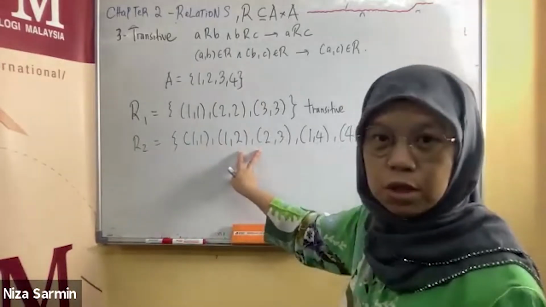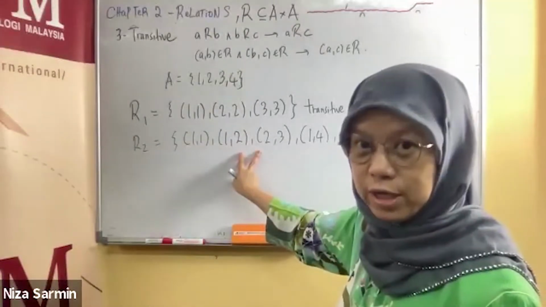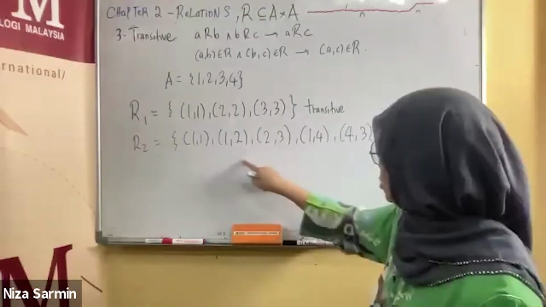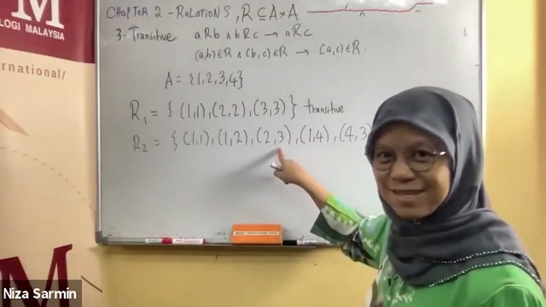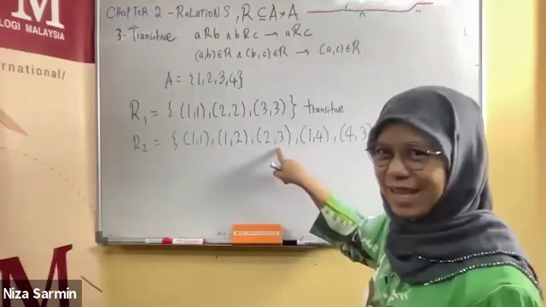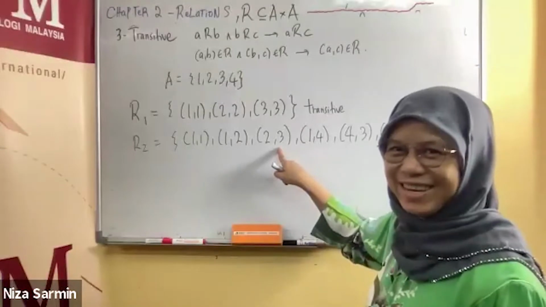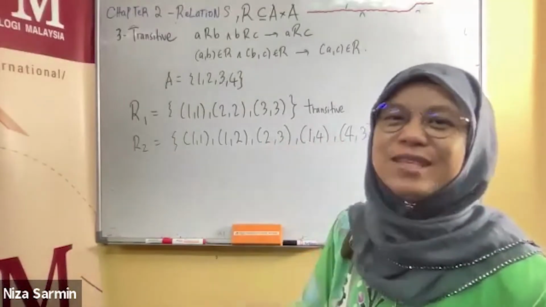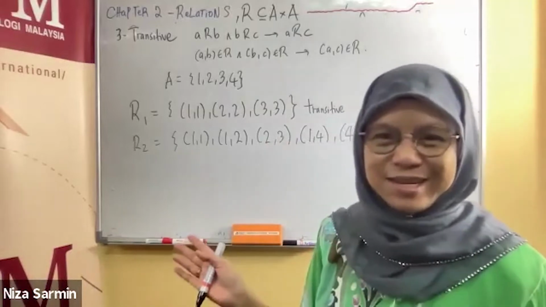So check these two. 1,2 and 2,3, right? 1,2 and 2,3. So is 1,3 in here? Do you see 1,3? Okay, so you don't see a 1,3. So you stop. So it's not transitive. You don't need to check the rest.